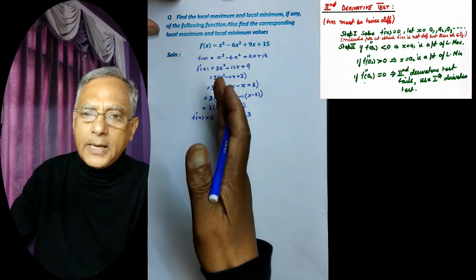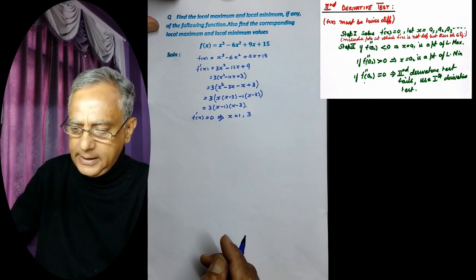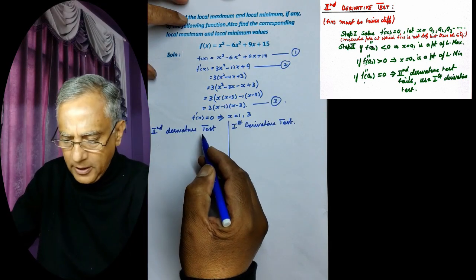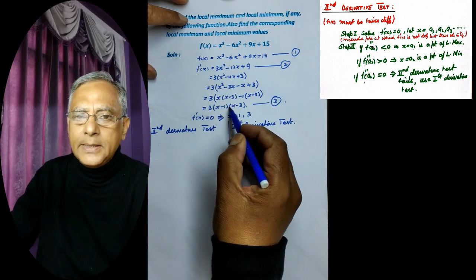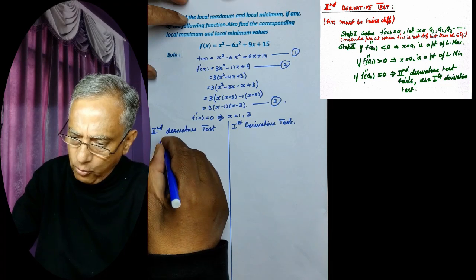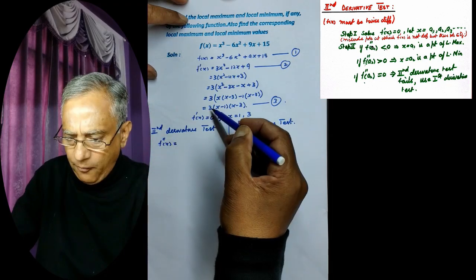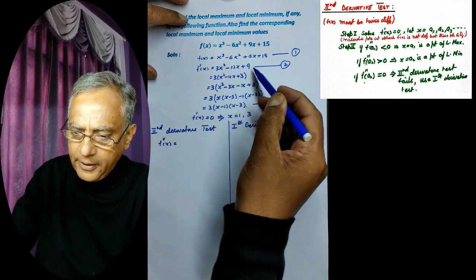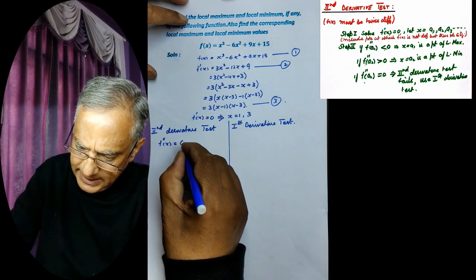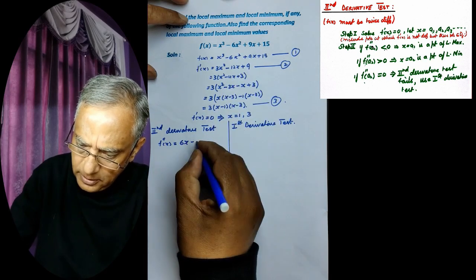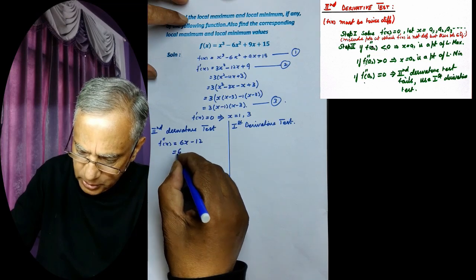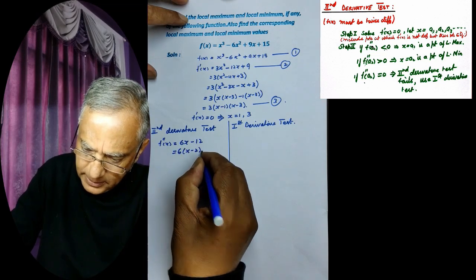Now I will use the second derivative test, and then I will do the same question using the first derivative test. First I will solve this question using the second derivative test. Now we find the second derivative. The second derivative will be easy to find from equation 2. Instead of finding the derivative from here, we will find the derivative from here. It will be less time consuming. So this will be 6x minus 12, and differentiation of constant is 0. So this is equal to 6 into x minus 2.